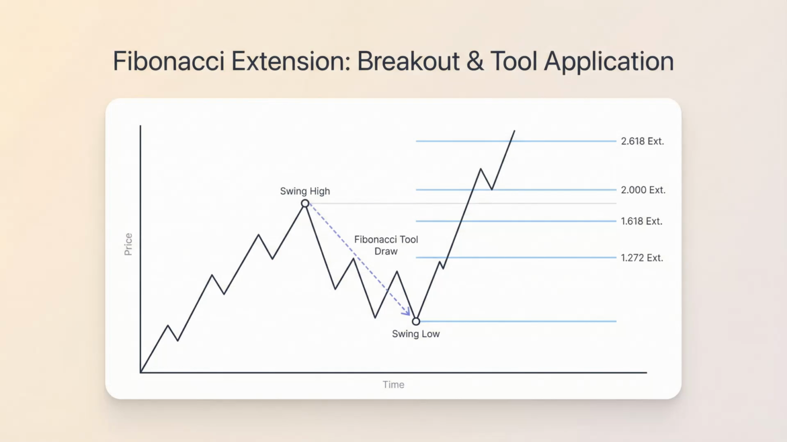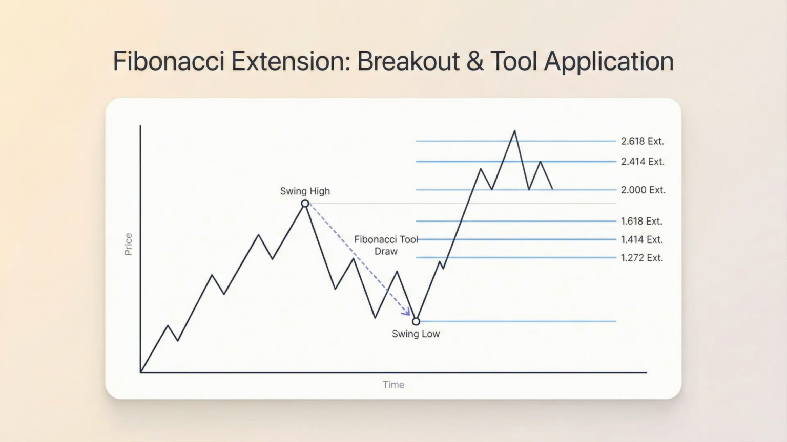Once a stock breaks out past its previous high, traders switch to the Fibonacci extension tool to find upcoming resistance and target levels. While the retracement tool finds support, the extension tool projects how far a new rally might go. To draw this, the process is reversed. The analyst drags the tool from the recent swing high down to the swing low.